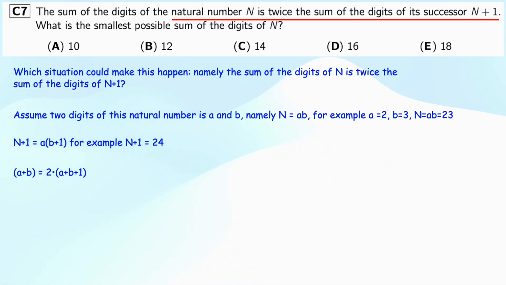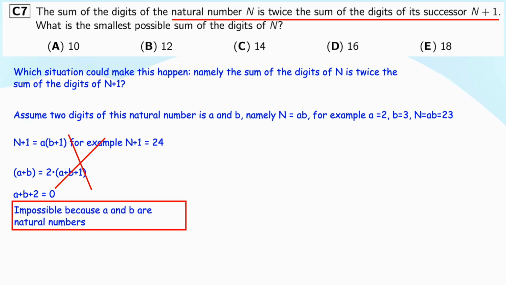So let's look at the equation. a plus b, the sum of the digits of the natural number n, is equal to twice the sum of the digits of n plus 1, so 2 multiplied by (a plus b plus 1). Then we can get a plus b plus 2 is equal to 0. Is it possible? No, this is impossible because a and b are natural numbers, and the sum of two natural numbers plus 2 will never be 0. So this scenario will never work.